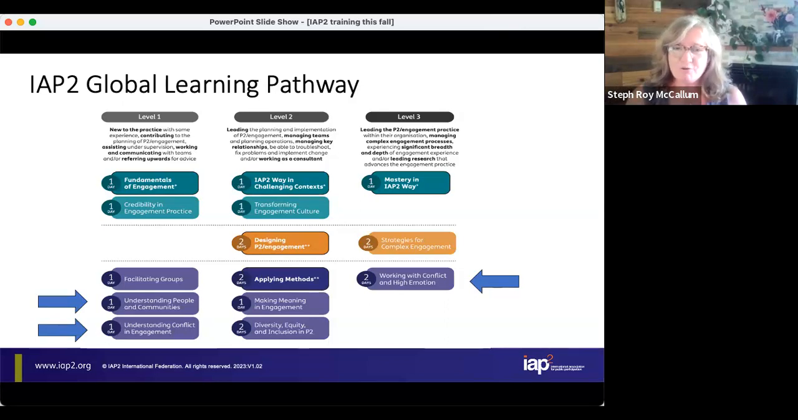But we're going to start rolling out brand new courses, what we could call maybe electives or additional courses in specific skills or knowledge areas. So in order to take one of these brand new courses, you need to have taken the prerequisite course. So that's Fundamentals of Engagement, Level 1 course, or the IAP2 Way in Challenging Contexts, the Level 2 course. And I'll tell you what I mean when I say the levels in a second.